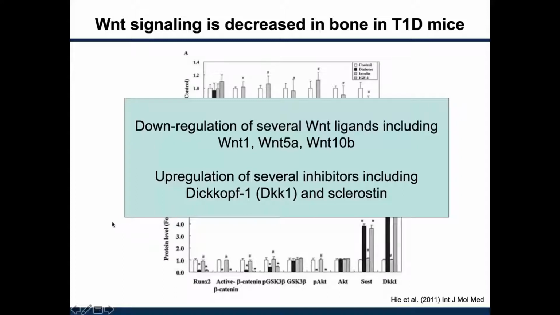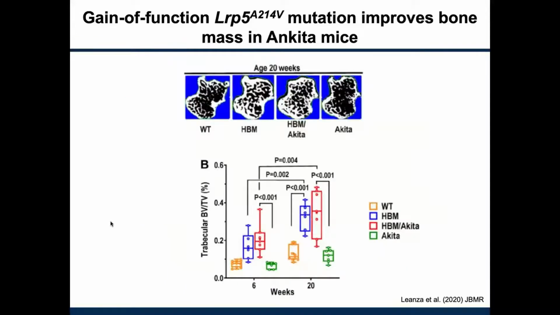So besides this study, there are also some studies that have shown that, for example, Wnt1, Wnt5e, and Wnt10b are downregulated in diabetes. And there are many more studies that confirm that DKK1 and sclerostin are upregulated. Before we go into the Wnt inhibitors, which will be one important aspect of this talk because most studies have been dealing with those two inhibitors, I would like to show this relatively new study from one of our members, Professor Napoli, on LRP5 gain-of-function mutations.